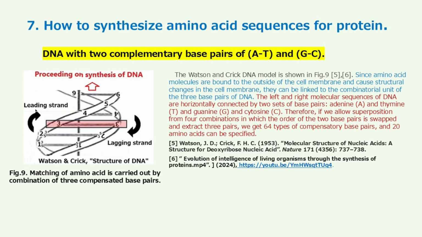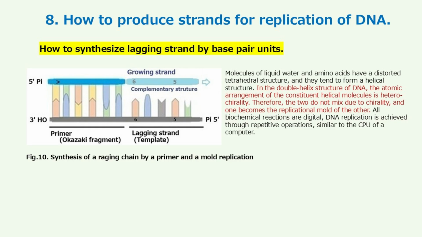The left and right molecular sequences of DNA are horizontally connected by 2 sets of base pairs, adenine A and thymine T, and guanine G and cytosine C. Therefore, if we allow superposition from 4 combinations in which the order of the 2 base pairs is swapped and extract 3 pairs, we get 64 types of compensatory base pairs, and 20 amino acids can be specified. How to produce strands for replication of DNA. How to synthesize the lagging strand by base pair units.